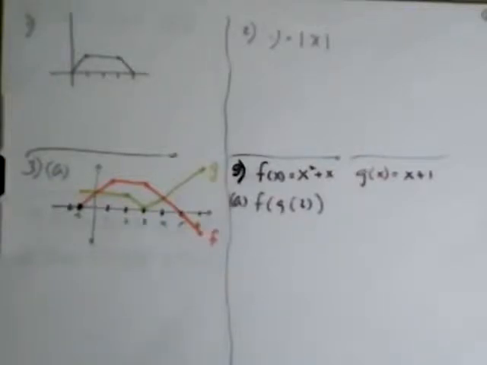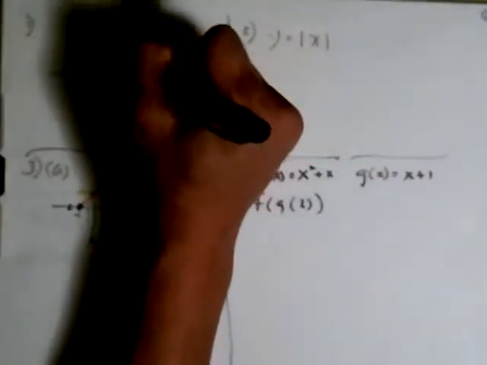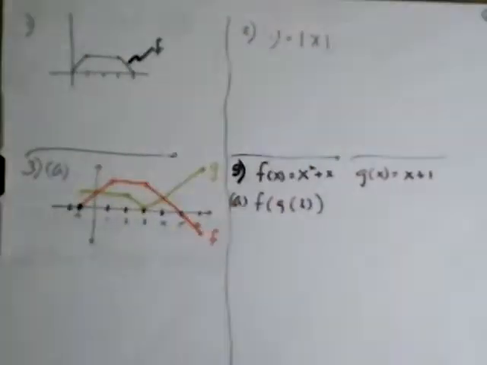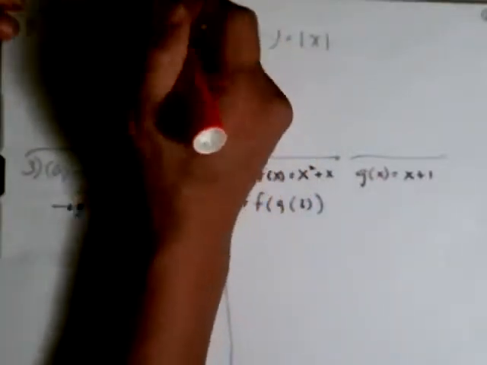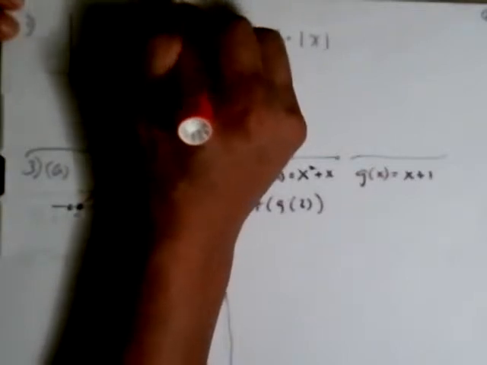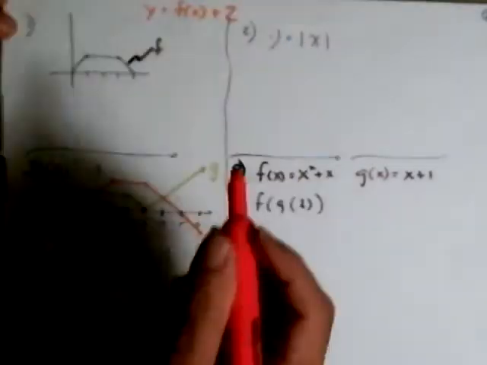So what do we do? It says copy the graph of this. There's your f function right there. On a single set of axes, draw the graph y equals f of x plus 2. I'm going to do this in red. Y equals f of x, the new function, plus 2.